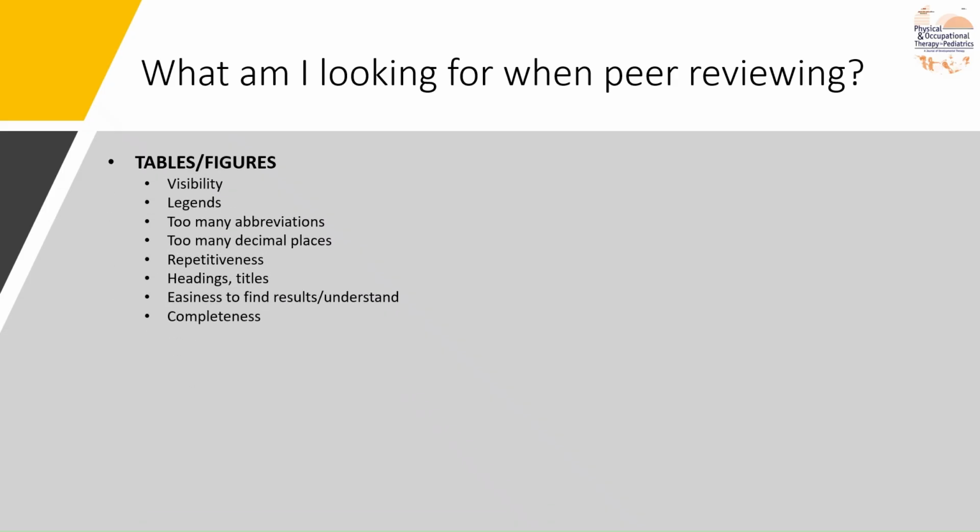In the tables and the figures, I look at things like visibility, the presence of legends, the use of too many abbreviations sometimes, the use of too many decimal places that makes the table very busy and less user-friendly and less readable. I look at repetitiveness, headings and titles, easiness to find the results and to understand them, as well as the completeness of the table and the figure. So for me, a table or a figure should be good enough as a standalone thing in the manuscript. So I shouldn't be reading extra text in the manuscript to understand the table or the figure.